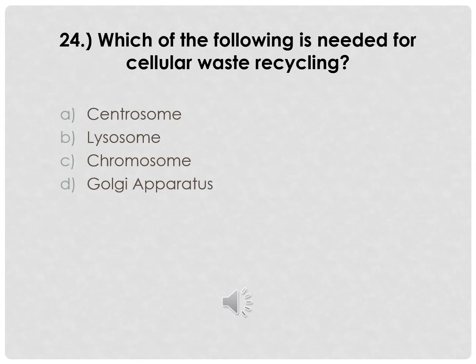Which of the following is needed for cellular waste recycling? We can rule out A, centrosome, because that's involved in cellular reproduction. We can rule out C, because our chromosomes contain our DNA. We can rule out D, because the Golgi apparatus packages protein. The correct answer is B, lysosome.